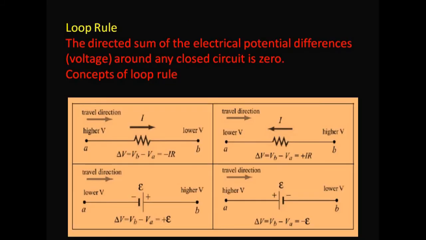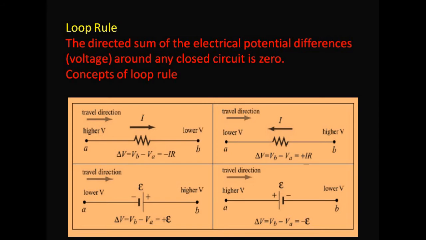Now, let us go to the second rule, Kirchhoff's second rule, which is often called the loop rule. The statement of the rule is this: the directed sum of the electrical potential differences or voltages around any closed circuit is 0. What is it? The directed sum of electrical potential differences or voltages around any closed circuit is 0. What does it mean by directed sum of electrical potential differences?